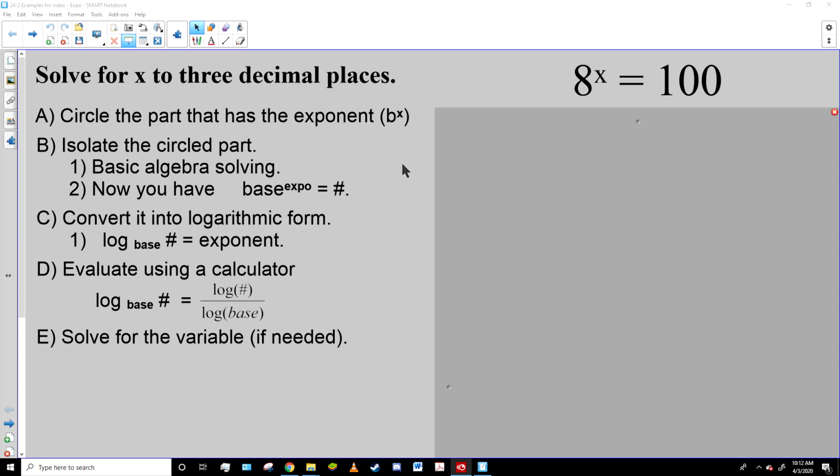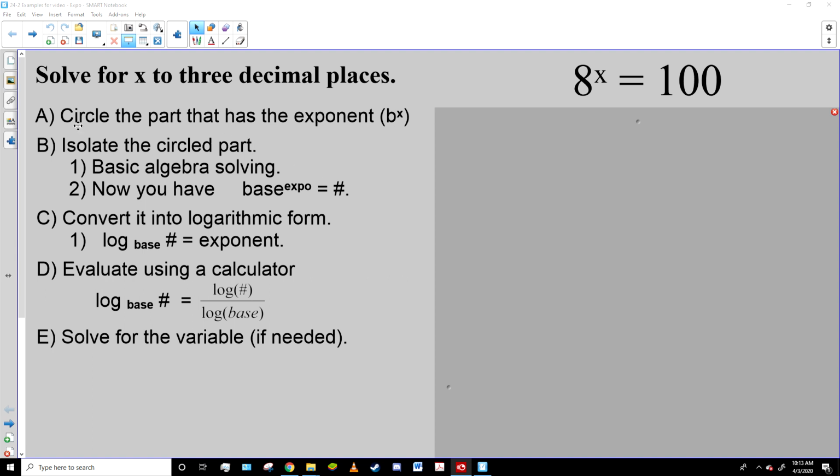This lesson is going to show you how to solve equations that are exponential, but they cannot be made into a common base. For example, this base is 8, and 8 can be broken down into 2's, but 100 will not become exclusively 2's. So this cannot be done with a change of base formula, so we have to use a different process, and these are the steps for this new process.